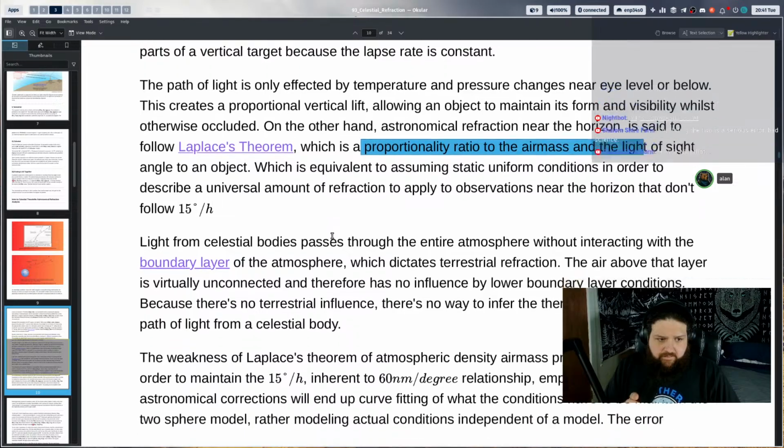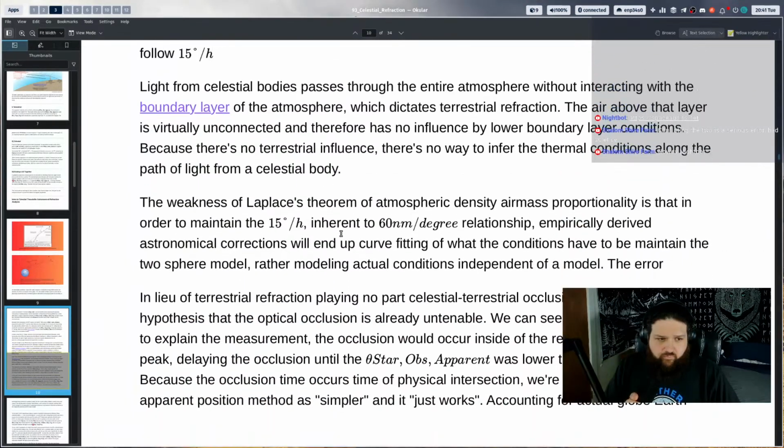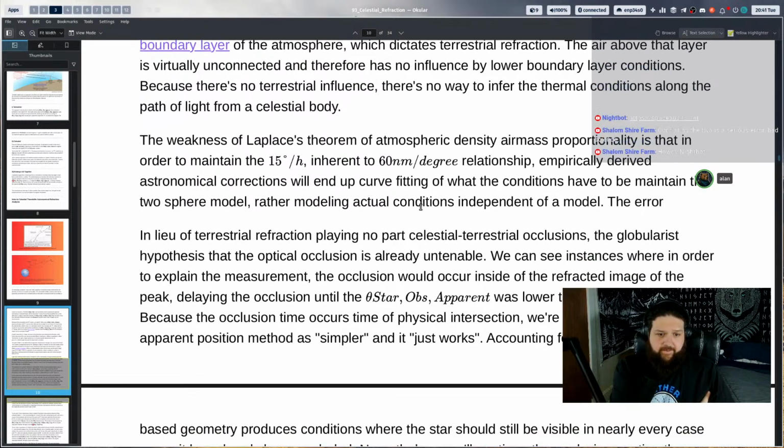All right. So we went pretty heavy on the boundary layer stuff. I think we're good on that.